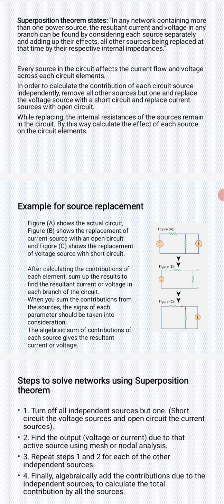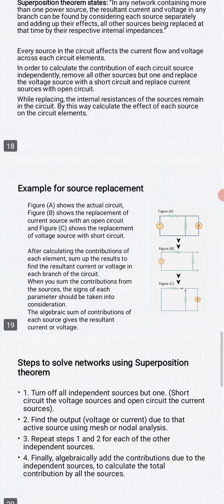Figure B shows the open circuit, which means we have removed the current source. In figure C, we remove the voltage source, which is why it is shorted. We have removed the voltage source, the plus or minus source, and it is shown as a line. This is the way we replace the current source as well as the voltage source.